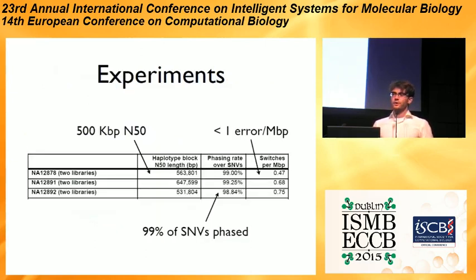So we tested this joint statistical and local phasing approach on this well-known trio that includes sample NA12878. And what we found is statistical phasing can increase the length of local blocks by almost tenfold, and can increase the phasing rate to as high as 99%. And at the same time, it can keep the error rate quite low, and the number of switches per megabase is less than one in each of the three samples.